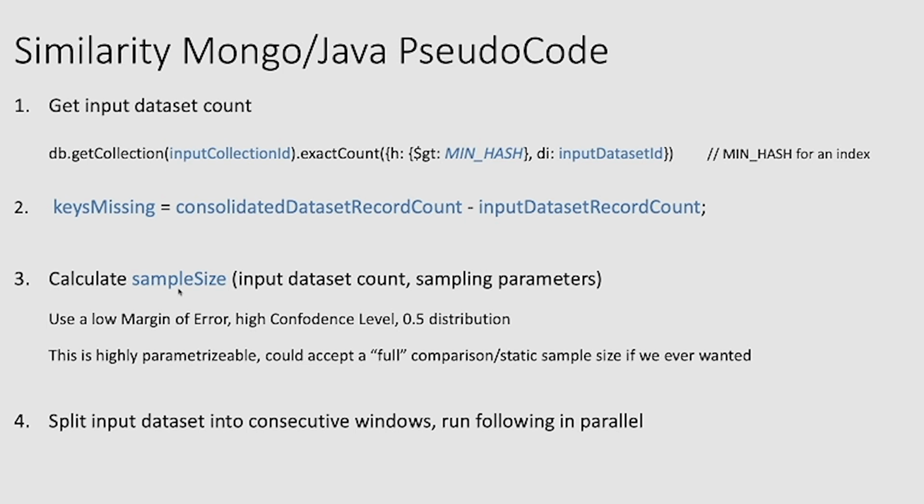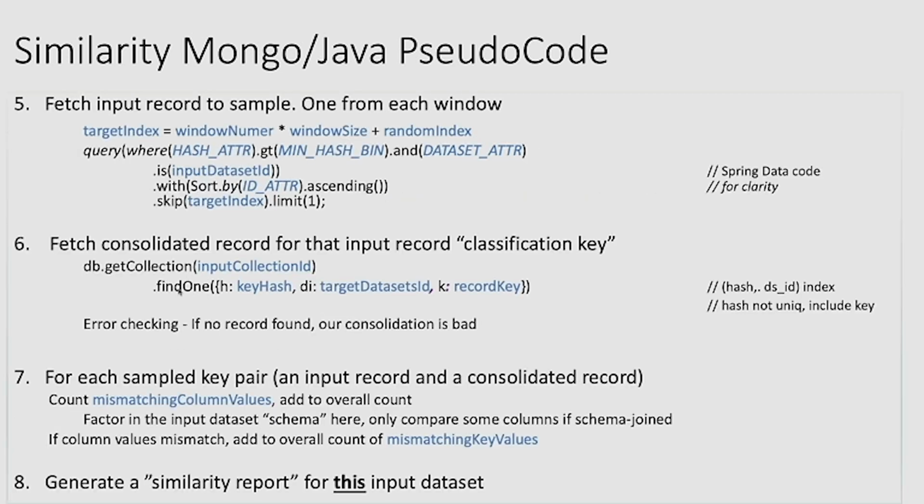We could accept a full comparison if we wanted to, but we don't really plan to do it. Or we could use static sample sizes here if we wanted to also. And split the input data set into consecutive windows and run all the following stuff in parallel. So fetch an input record to sample from our input data set. Generate an index to pull from, basically using some jitter. So, use our window sizes and a little bit of jitter to pull random records from within windows. Use our indexes for that.